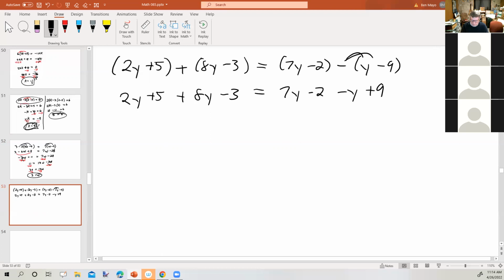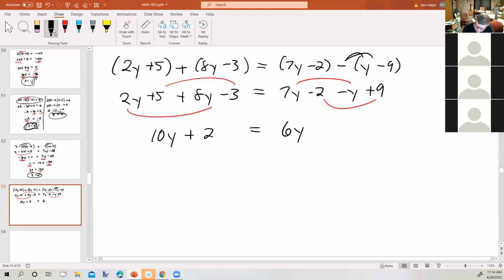Okay. On the left side of the equation, we'll combine like terms. 2y plus 8y is 10y. 5 minus 3 is plus 2. On the right side, combining like terms, 7y minus y is 6y. Minus 2 plus 9 is plus 7. So now we've simplified both sides of the equation.